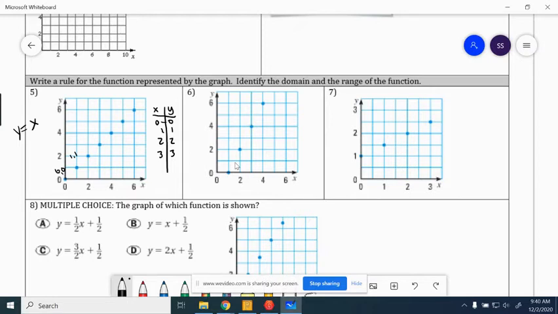So start out with x and y. Plot the points out. So this is (0, 1), (1, 0). Next one, (2, 2). Next one, this is (3, 4). Next point right here is (4, 6). So what we want to do is write a rule for this. We've identified our domain and range. So this is our domain, this is our range. So what is the rule?